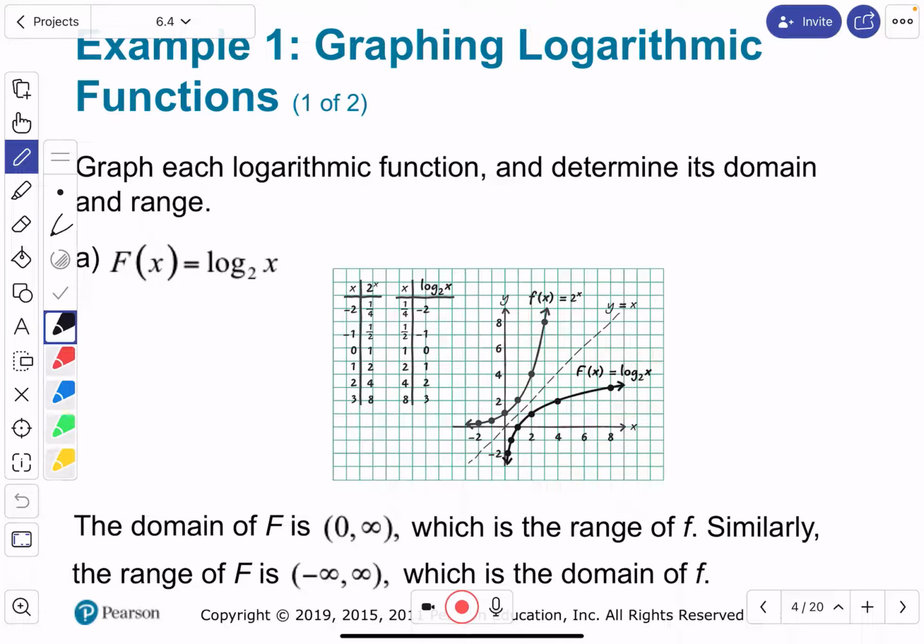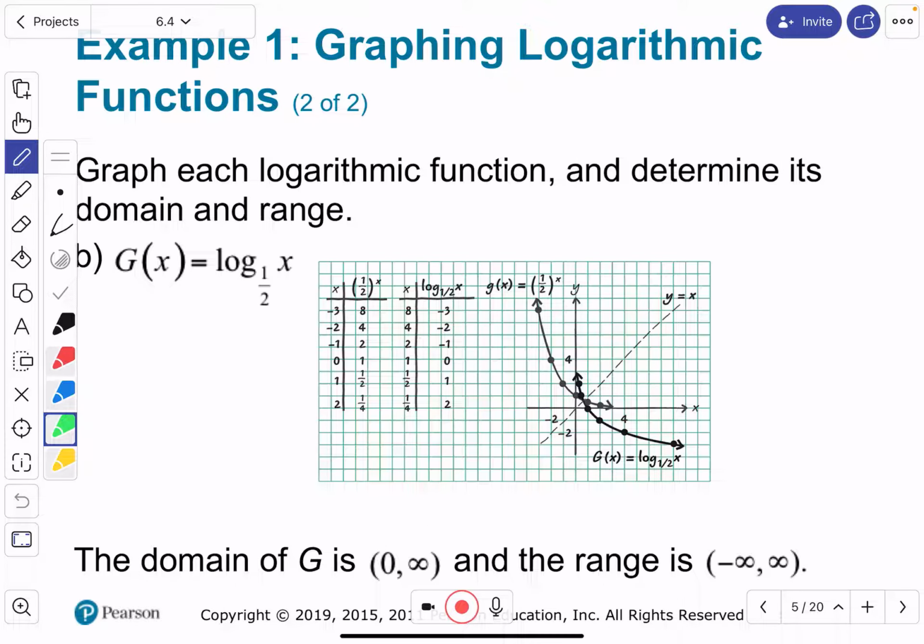If you are graphing the logarithmic function, here in red we have the exponential function, and in blue we have the logarithmic function. They're a reflection over y equals x, which shows graphically that they're inverses.